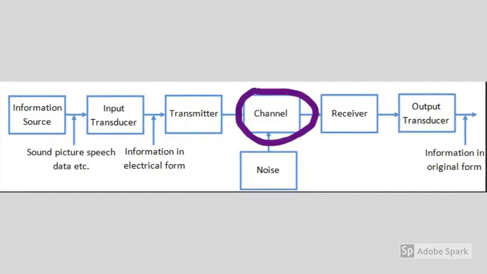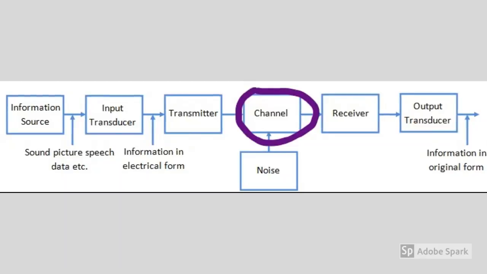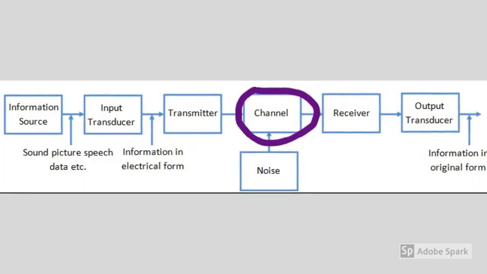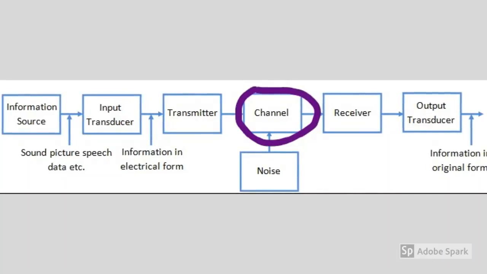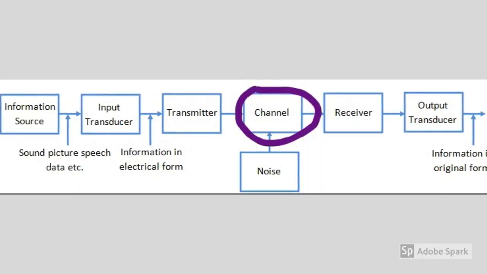The next block is the channel. The term channel means the medium through which the message travels from the transmitter to the receiver. In other words, the function of the channel is to provide a physical connection between the transmitter and the receiver.